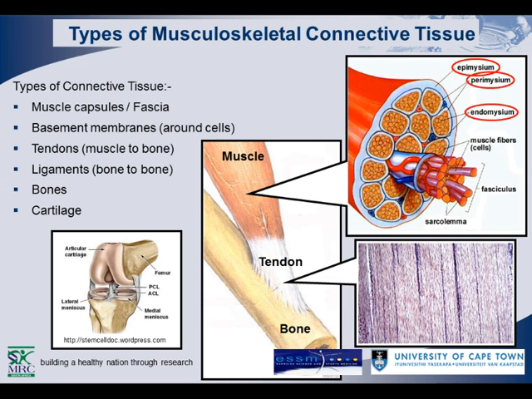So connective tissues, the injuries that we've concentrated on have involved musculoskeletal connective tissues, and these are tissues which are found around your muscles, and in bones, ligaments and tendons, as well as bones and cartilage.